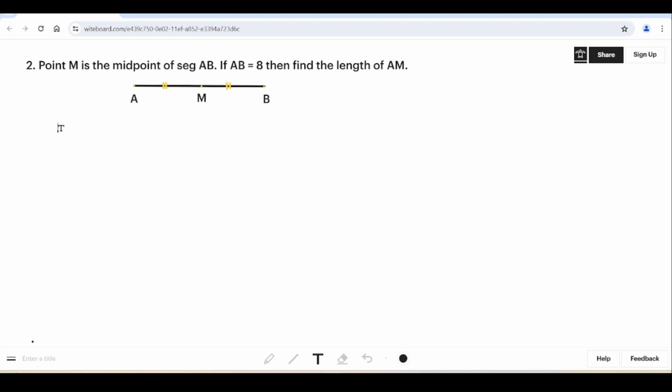The question is, point M is the midpoint of the segment AB. Here I have drawn the segment AB. It has a midpoint M, which means it divides the segment AB into two equal parts. If the segment AB is equal to 8, then find the length of the segment AM. Yes, we have to find the length of AM, and we have AB equal to 8. This is given.